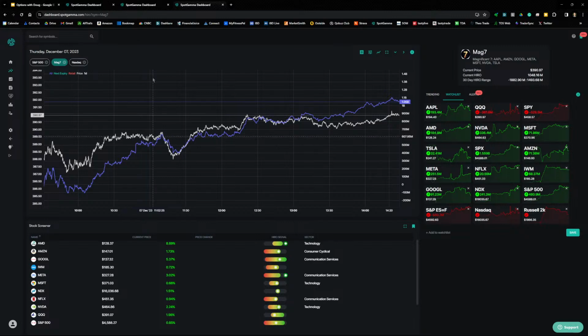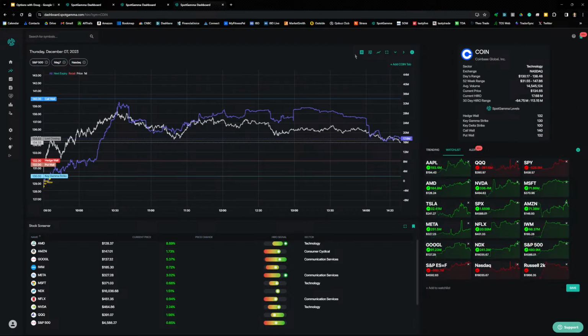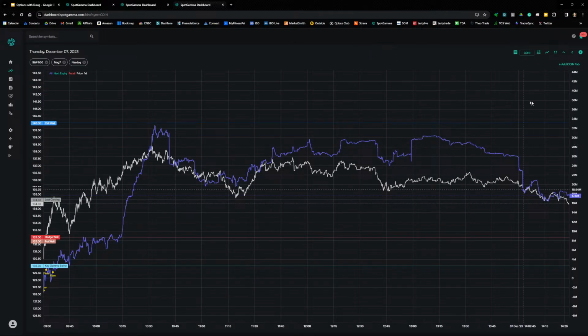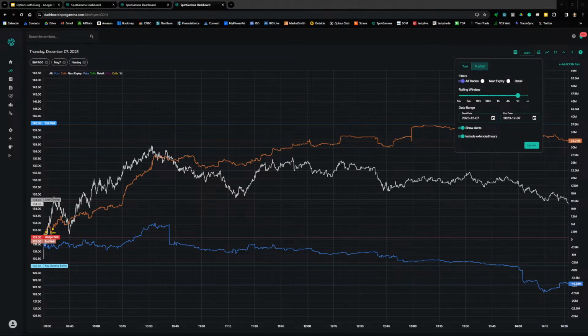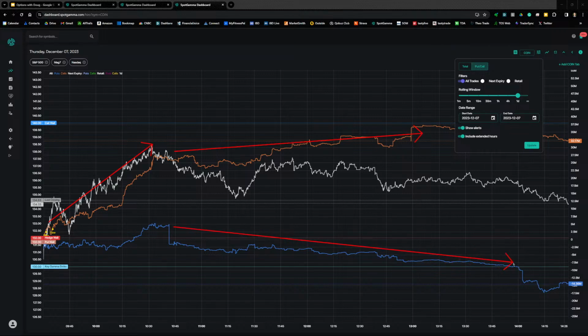All right, David wants to look at COIN. All right, let's take a look at that. Coinbase. So an initial move higher in Coinbase today. Traders are buying calls. Very typical pattern. They aggressively buy calls up until anywhere from 11 to 12 or so. They take their foot off the gas and price consolidates. So they stopped aggressively buying calls and started buying puts. And now price is trending lower.